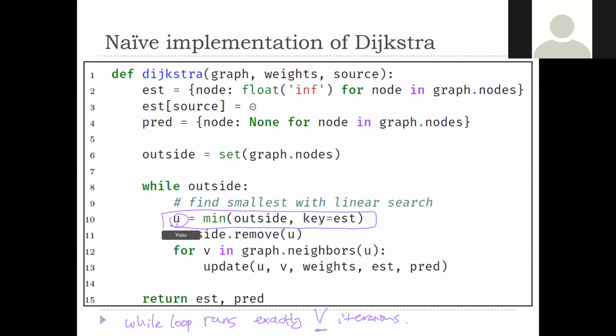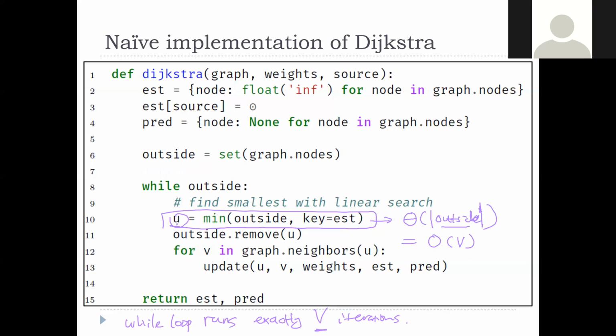Since I'm doing a linear search, this step takes time proportional to the size of the outside array, right? And I know that this array essentially starts with size V and gradually reduces to V minus 1, V minus 2, V minus 3, and so on. So I can simplify and write this as big O of V, because it's at most V. You can make this more precise.